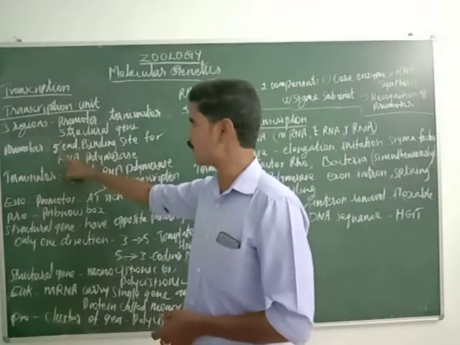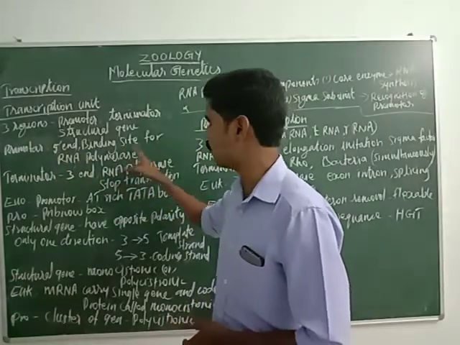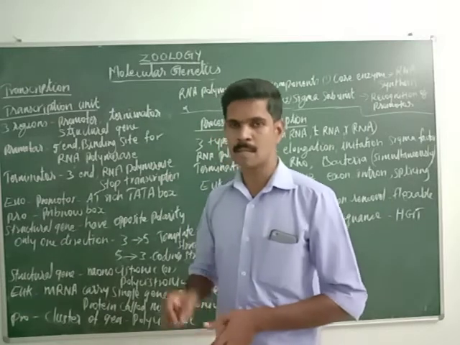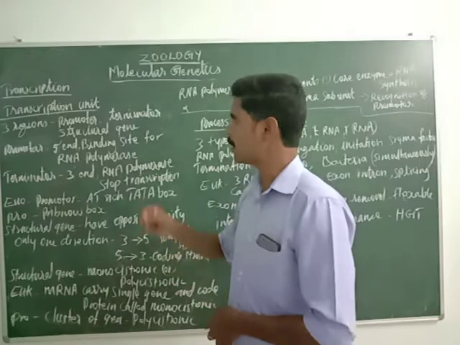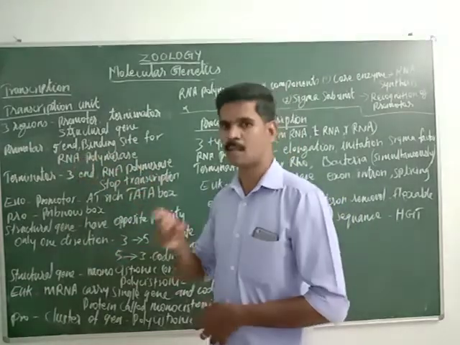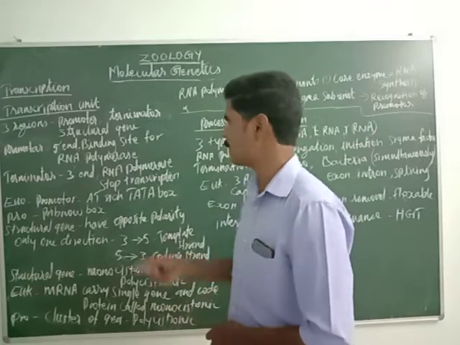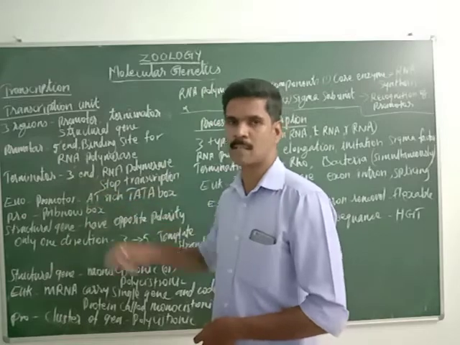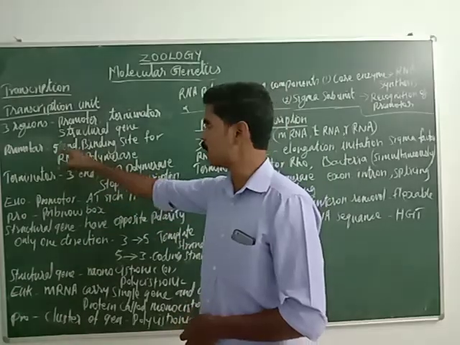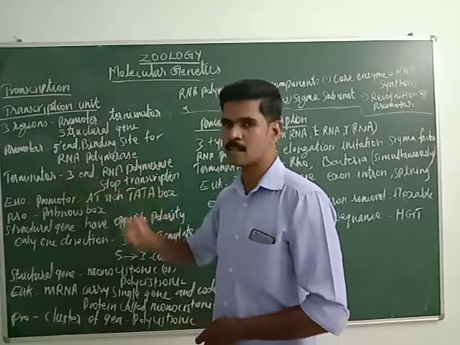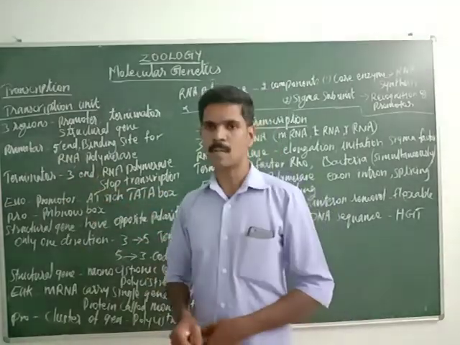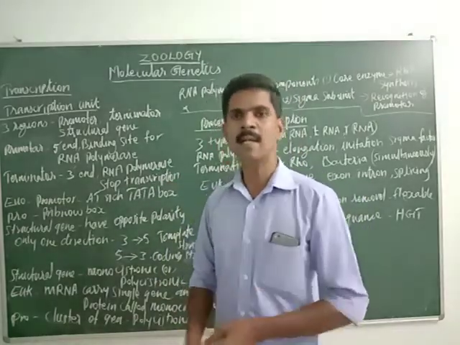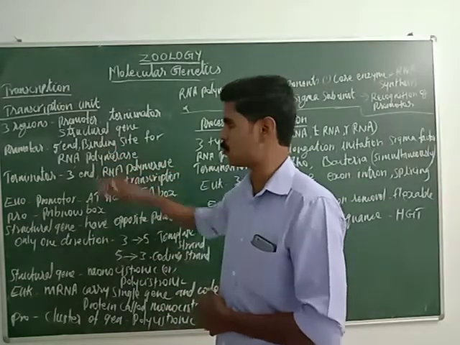This promoter region provides the binding site for RNA polymerase. We mentioned the enzyme DNA dependent RNA polymerase, which binds in the promoter region for the transcription process. Next point, the terminator. This terminator region is present at the 3' end of a DNA molecule. So the promoter region is at the 5' end and the terminator region is at the 3' end. At this region, the RNA polymerase stops or terminates the transcription process. Hope you understood these two points.